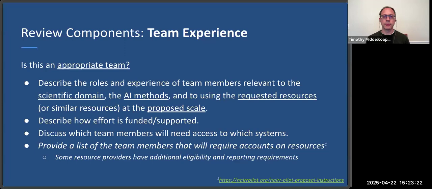Team experience. Is this the right team? The proposal should describe the appropriateness of the team given the prior experience with the methods, resources, and scale. Some resource providers have additional rules and requirements, which may include eligible organization affiliation and citizenship information. In this case, be sure to include the additional required information.